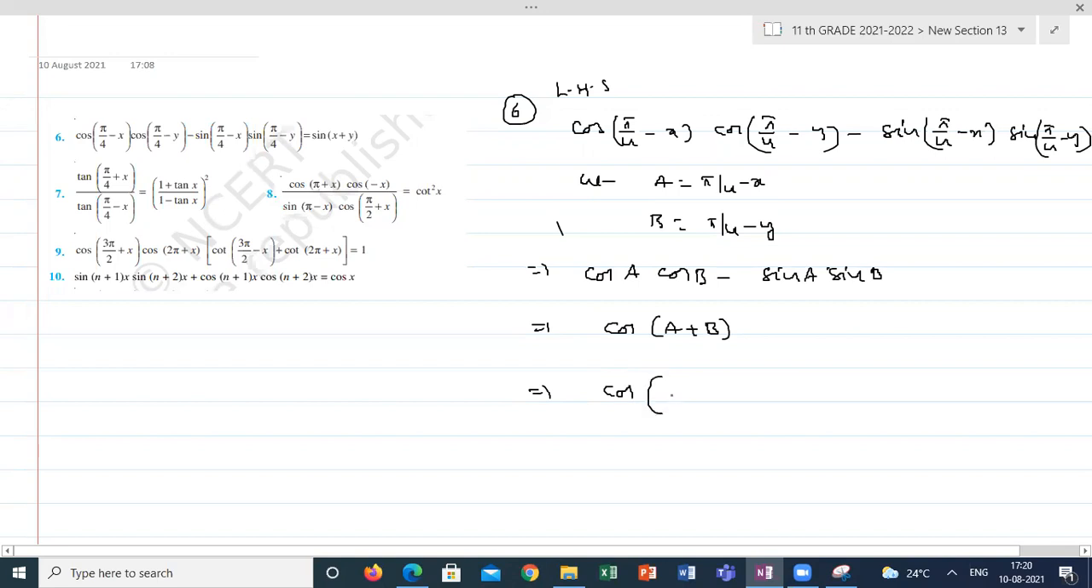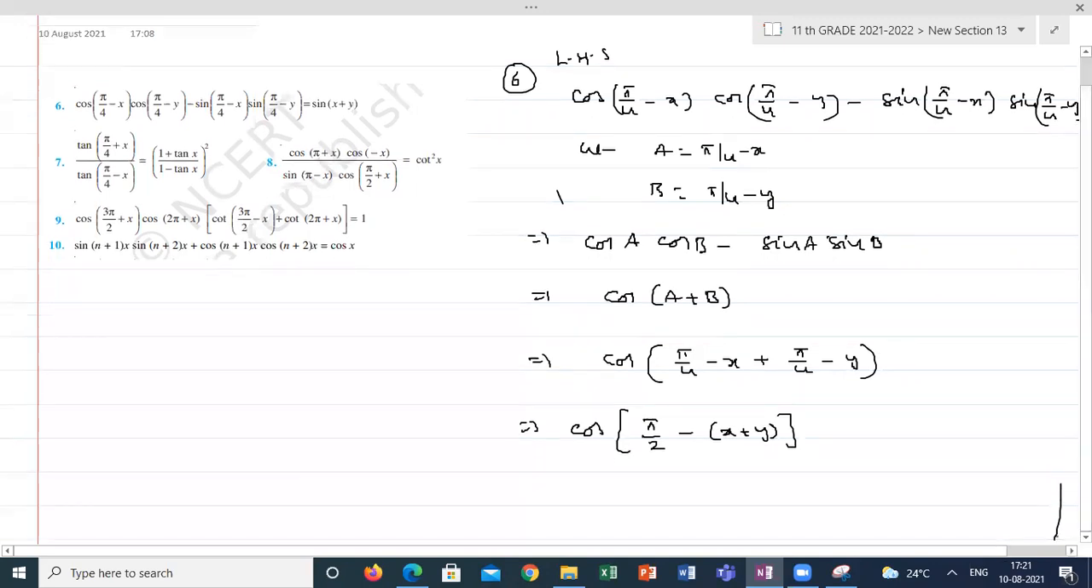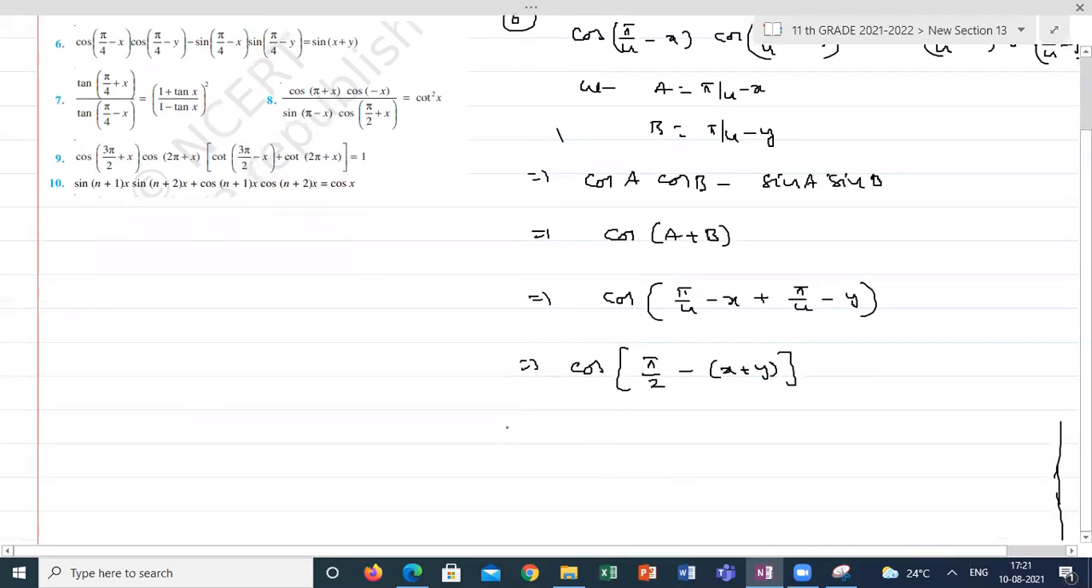So cos of a plus b is how much? Pi/4 minus x plus pi/4 minus y. This will be cos of pi/2 minus (x plus y). It is looking like cos of pi/2 minus theta, which is in the second quadrant. In the second quadrant, cos is positive, and cos will become sin. So the final answer is sin of (x plus y).